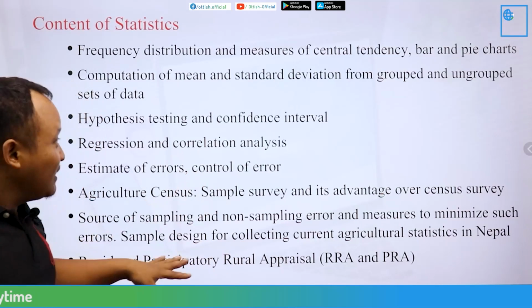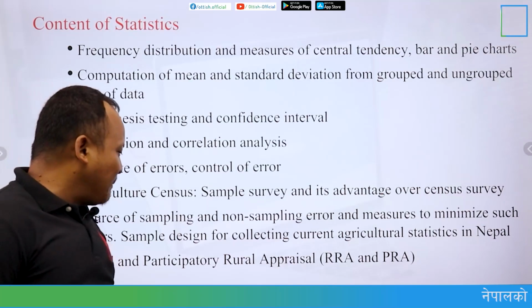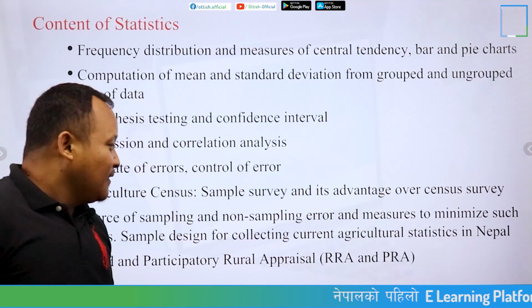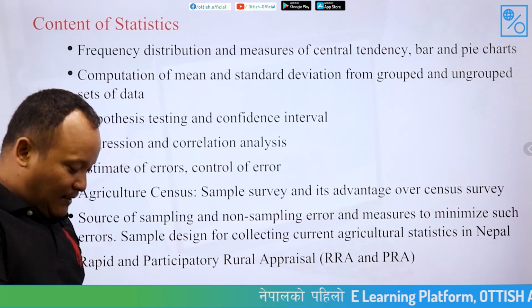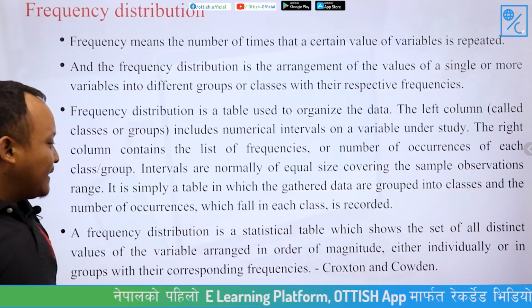that is conducted by the CBS in the context of Nepal. Next one, in the case of research purposes, is the rapid and participatory rural appraisal, also known as RRA and PRA. These are the contents.